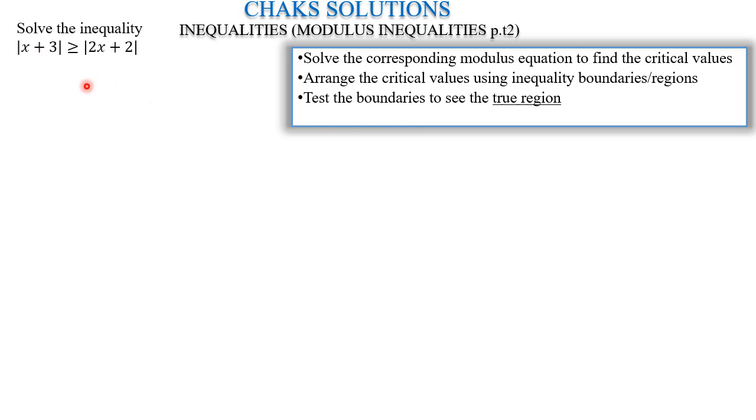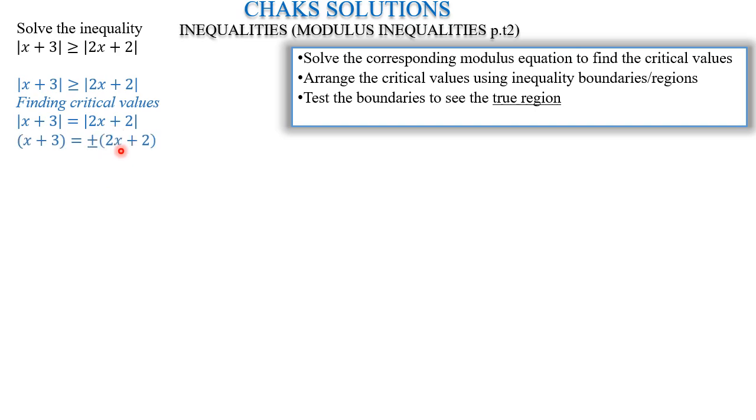Solve the inequality modulus of x plus 3 greater than or equal to modulus of 2x plus 2. So the first thing is to find the critical values. To find the critical values, we solve the corresponding modulus equation. The corresponding modulus equation is modulus of x plus 3 equals modulus of 2x plus 2. We know that the absolute value of 2x plus 2 can be equal to plus or minus this value. So we're going to write x plus 3 equals plus or minus (2x plus 2).